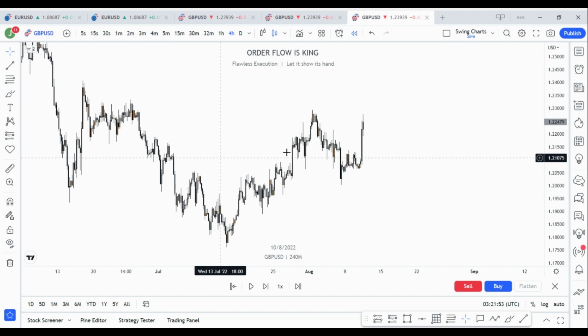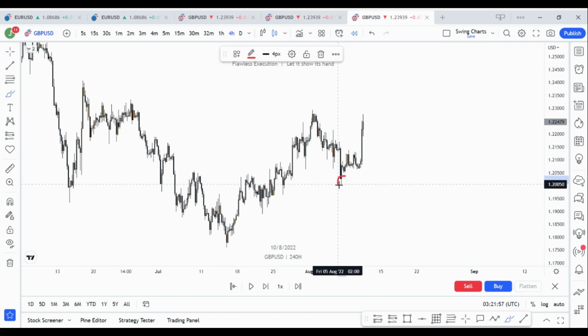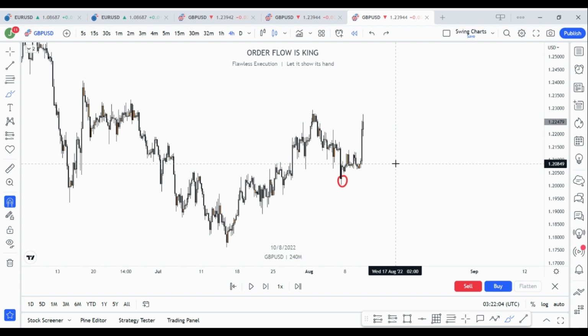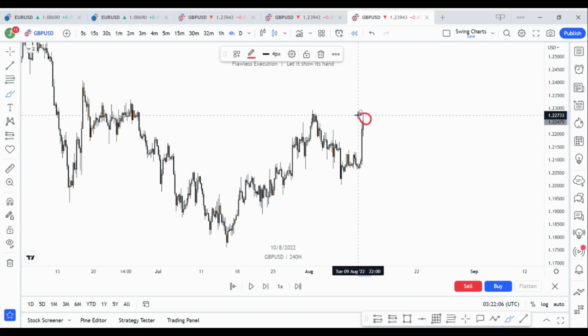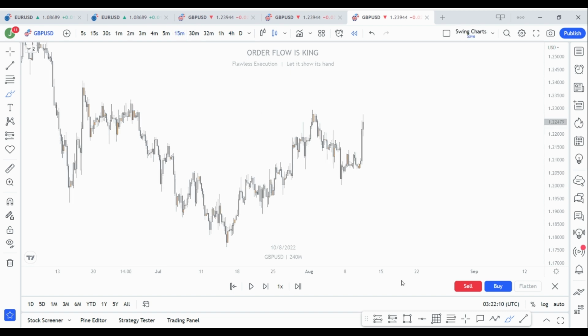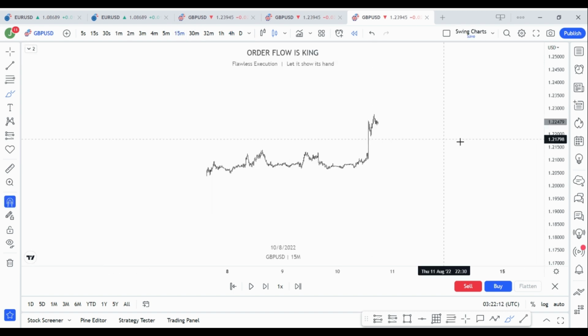essentially no, because probability would suggest that we've just put in a lower low, so more than likely we're going to see a lower high in the market to continue that trend. So how do we utilize order flow to get into a trade up here? Well, let's just go down to our intraday trading time frame.